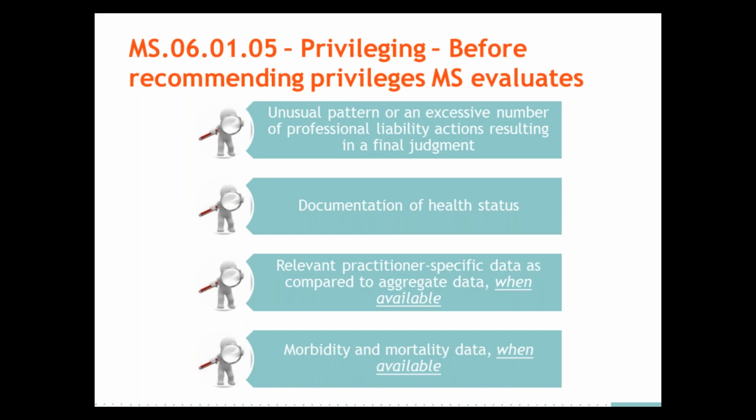Then before you grant privileges, the medical staff has to also look at whether or not there's any kind of unusual pattern or an excessive number of professional liability actions that resulted in a final judgment. When we talk about professional liability actions and a final judgment, it means that a judge or a jury looked at this, that it went to trial, and a judge or a jury looked at it and said, yes, there was a final judgment here. You were wrong, and you have to pay.